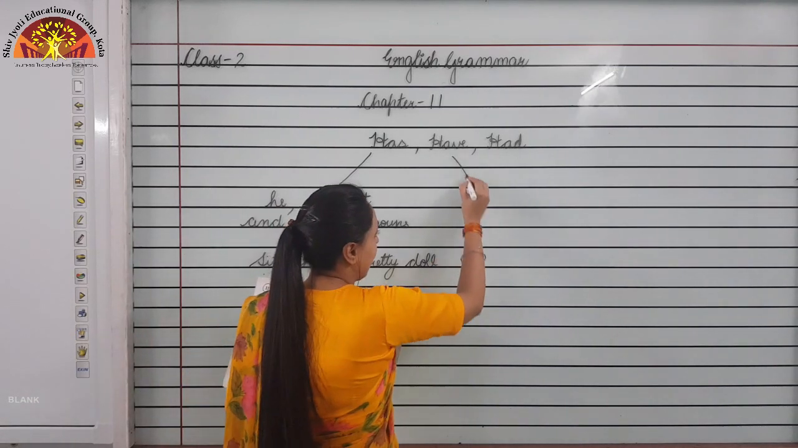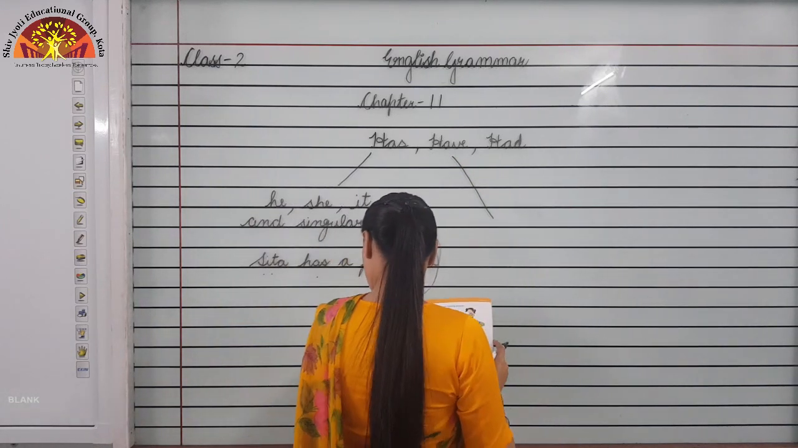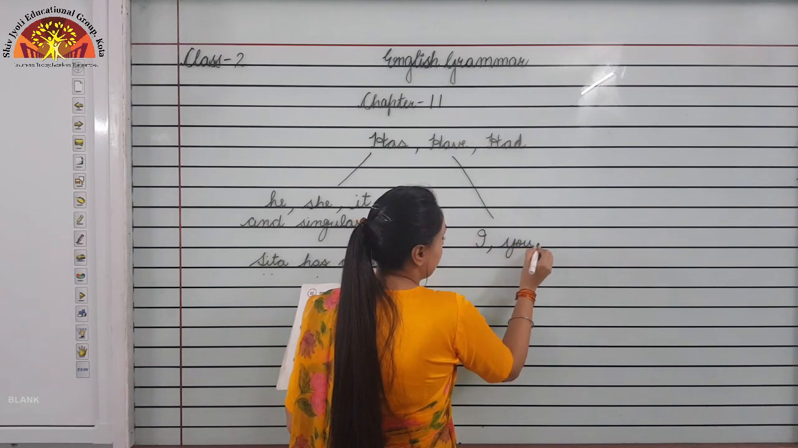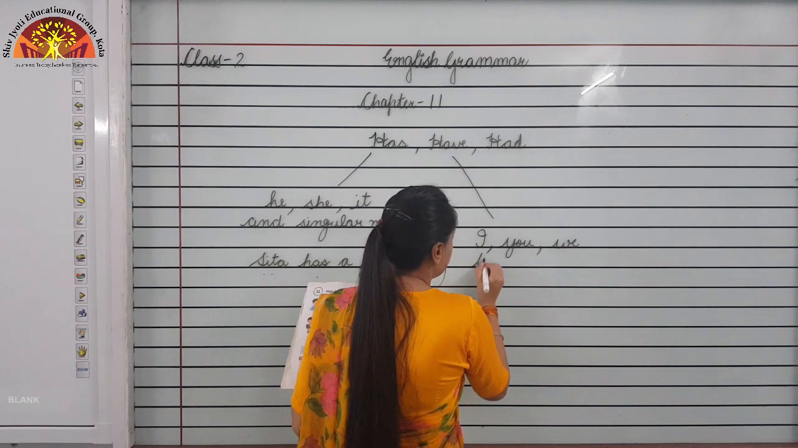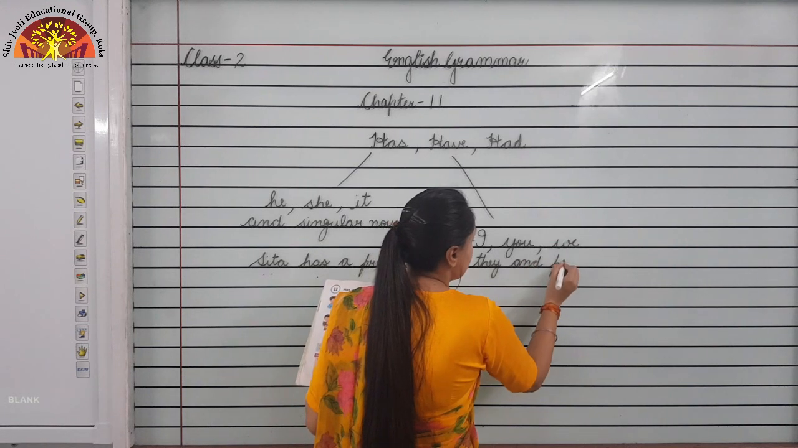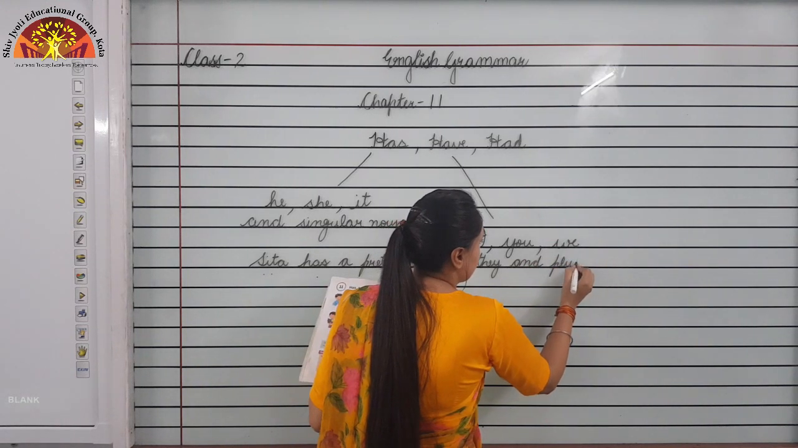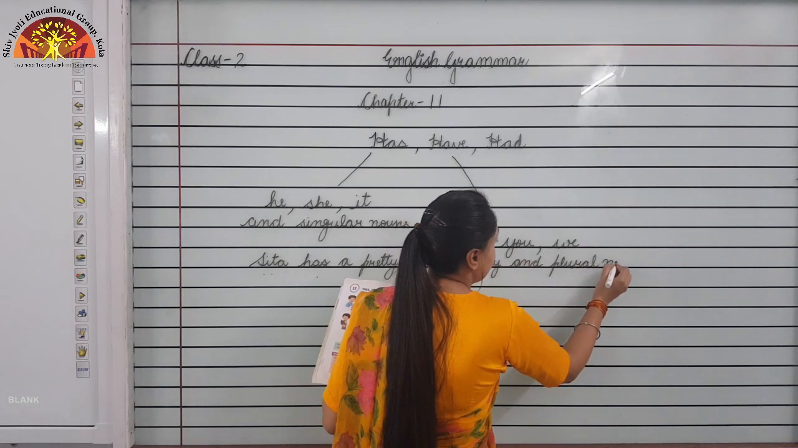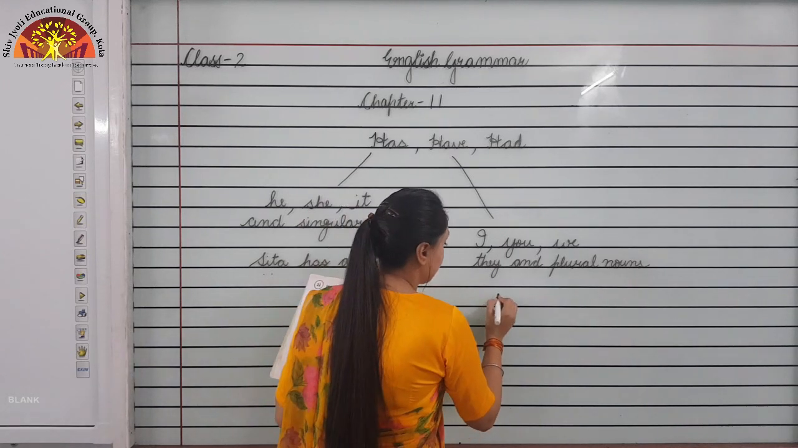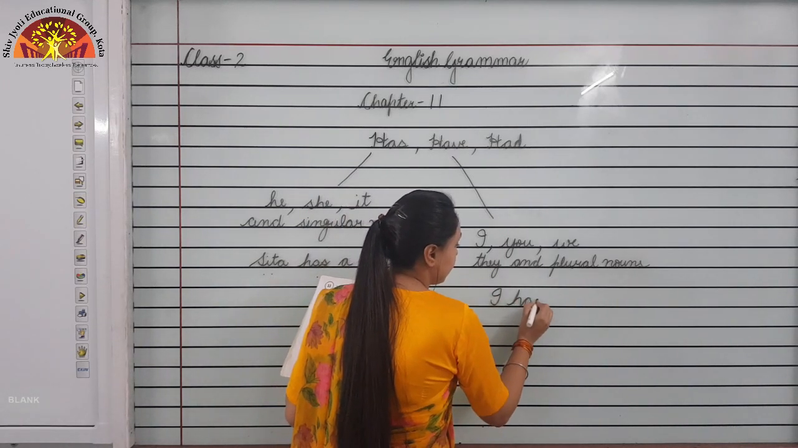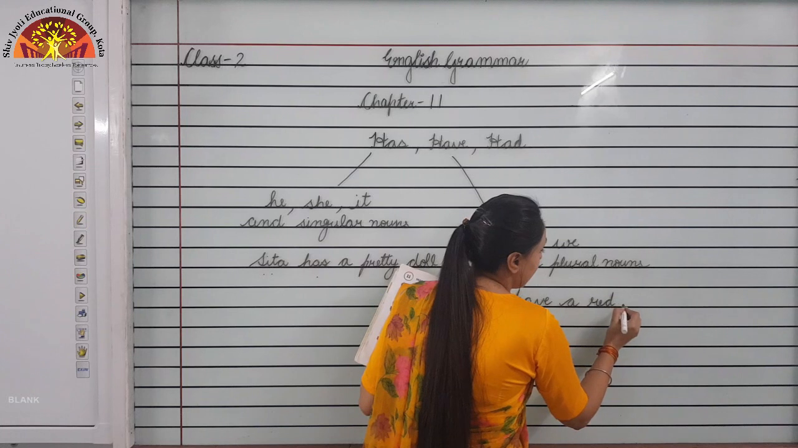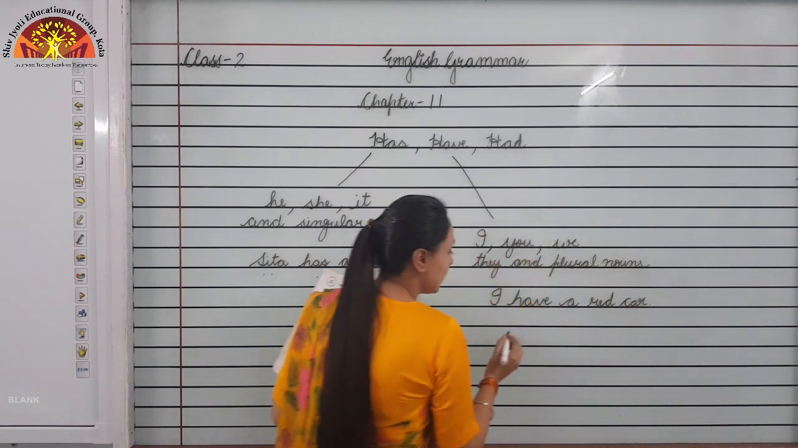Now we will learn about have. We use have with I, you, we, they and plural nouns. What are plural nouns children? Naming words more than one, okay. Examples of have are: I have a red car, okay. So this red car belongs to me.